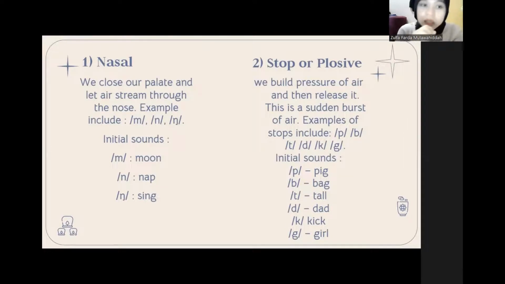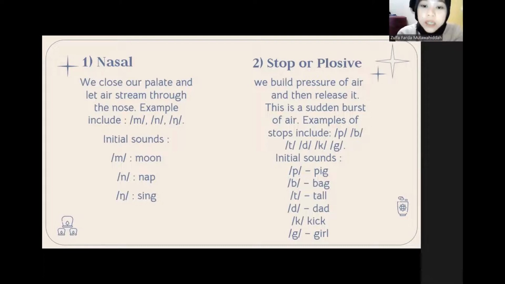First is nasal. Nasal, we close our palate and let the airstream through the nose. Nasal consonants are created when you completely block airflow through your mouth and let the air pass through your nose. The nasal sounds are m, n, and ng.